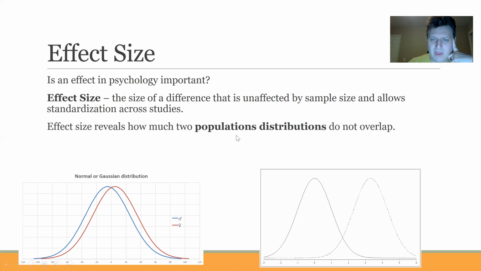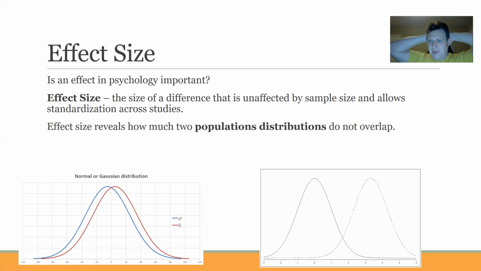Another way of looking at effect size is that effect size tells us how much two population distributions do not overlap. I said population distribution. I did not say sampling distribution, because sampling distributions, we can get them smaller and smaller and smaller.